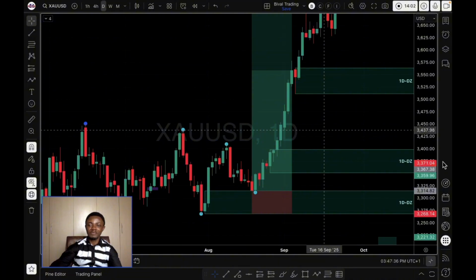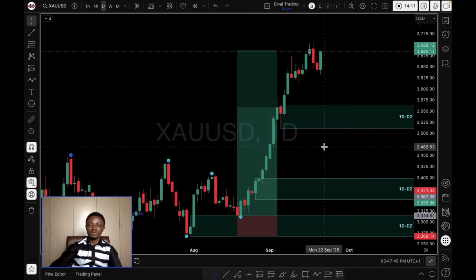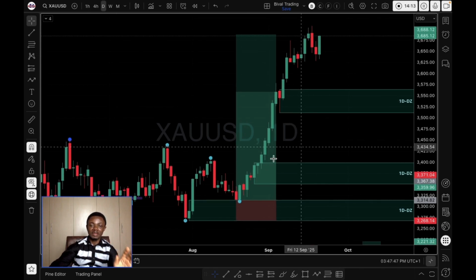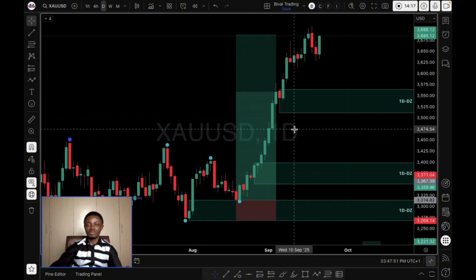On the daily time frame, if you can see, this has been the trade. We have been holding this trade for a while now. We've been holding this trade since last month. We are still holding this trade because one thing about gold, if you're able to get an entry like this, try as much as possible to hold your position.